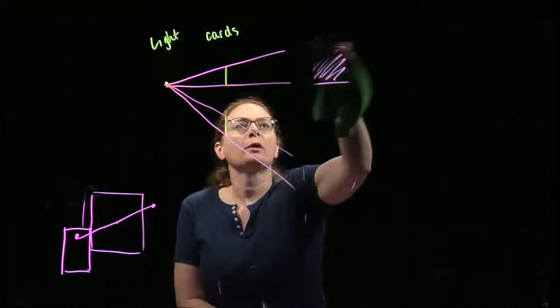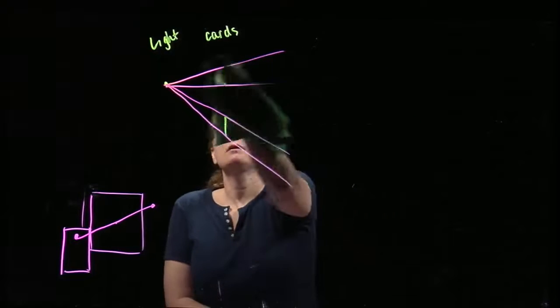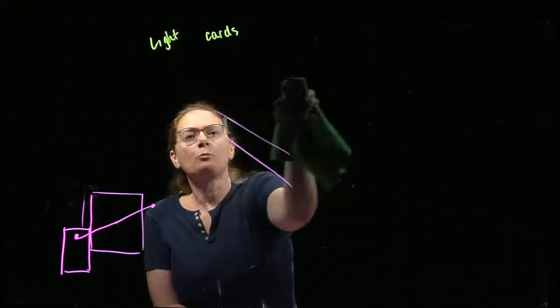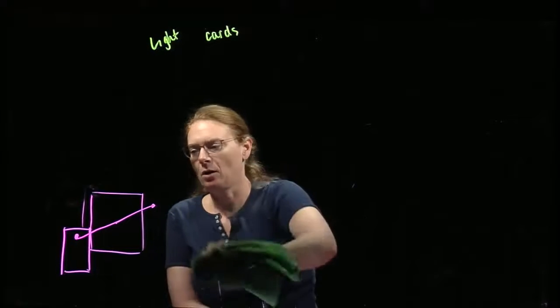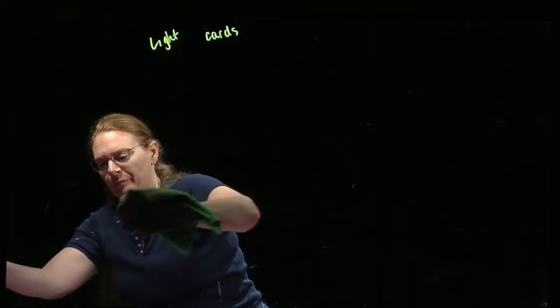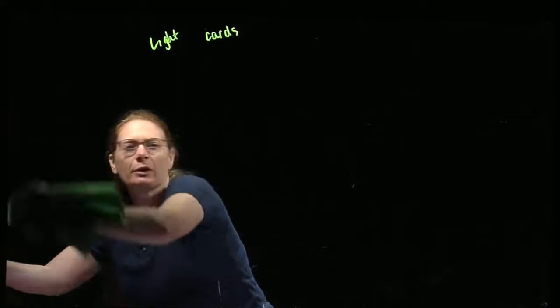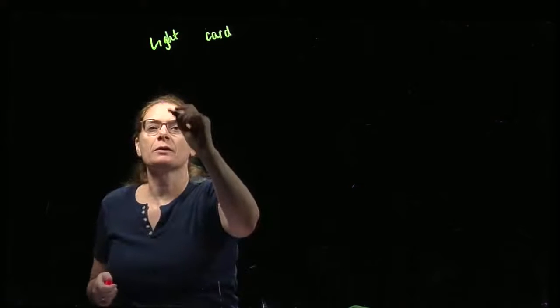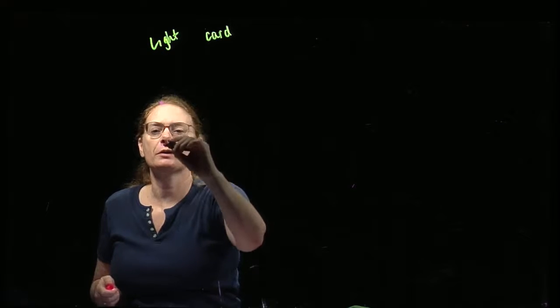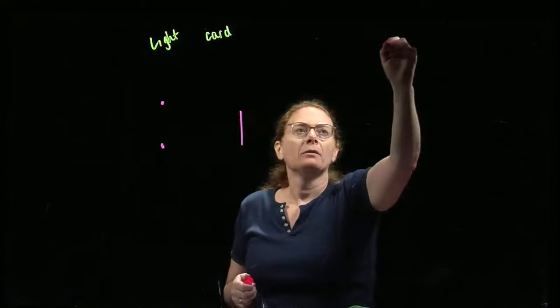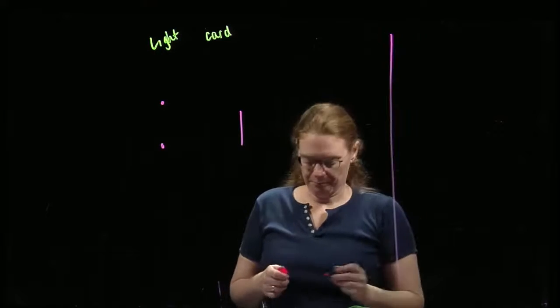Let's go one step more difficult and do two flashlights, two sources of light. We're going to call them point sources because we're pretending that all the light is coming out of a tiny, tiny little dot, which is actually a pretty good assumption. So we're going to have two point sources of light, and a single card, and then my screen.